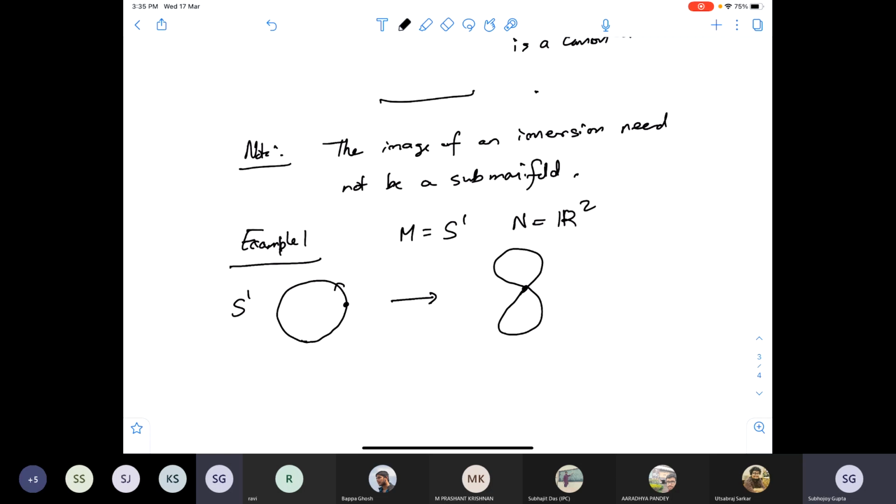And it's going to be an immersion because after all, what does it mean to be an immersion when your domain is one-dimensional? It just means that some non-trivial tangent vector goes to a non-trivial tangent vector here.